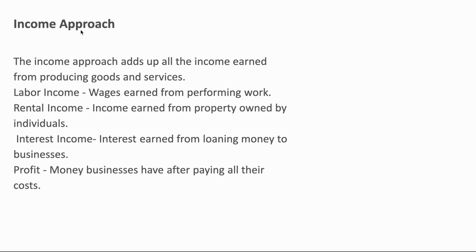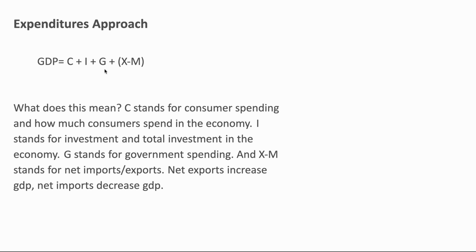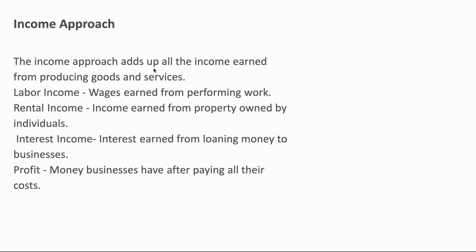Then we have the income approach. The income approach tries to add up all the income earned from producing goods and services. So here, it's basically just the goods and services, how much we're spending. Here, it's the income from those goods and services. So we add up labor income, which is basically your wage, rental income, which is your income you earn by owning a property and getting some money from the tenant, interest income, which is just the interest earned on loaning money, and then the profit, how much businesses are profiting.